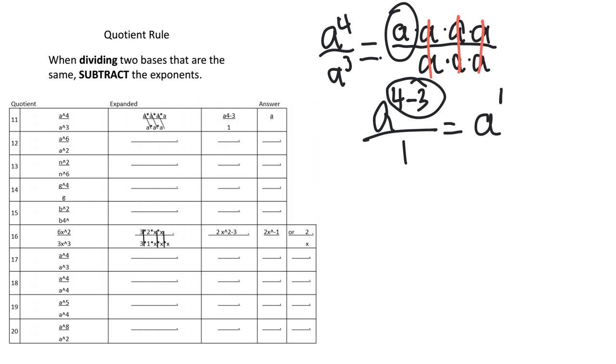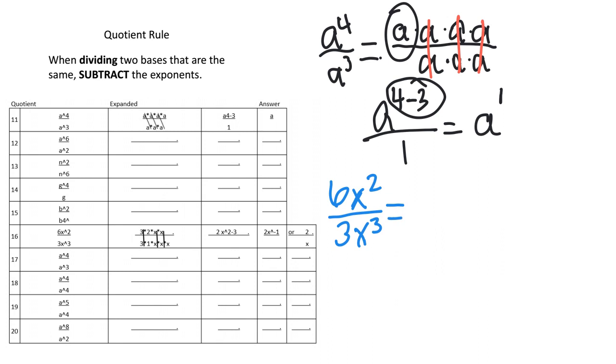So then let's talk about the next part. That next one is 6x to the power of 2 divided by 3x to the power of 3. So I'm going to go ahead and start expanding this out.